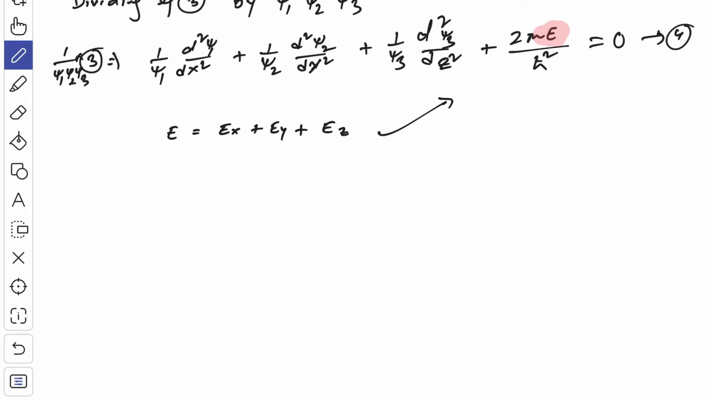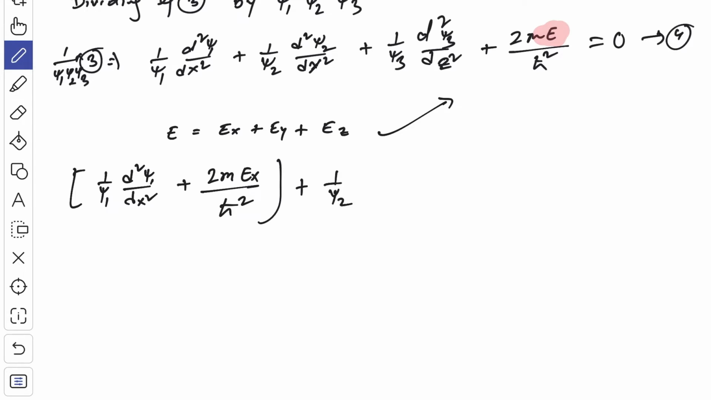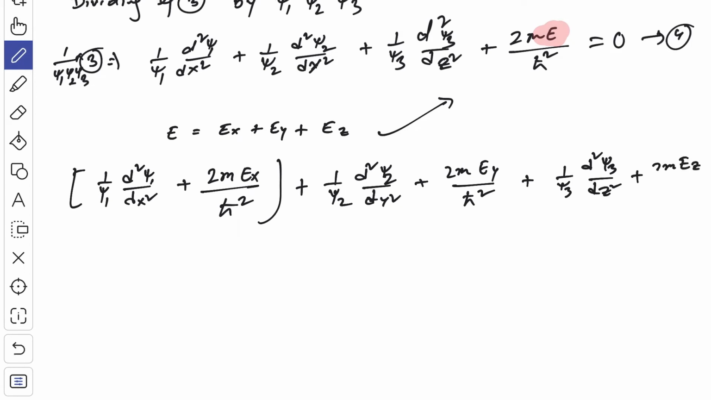this kind of equation: 1 by psi 1 second order derivative of psi 1 with respect to x, then plus twice m Ex by h cut square, then plus 1 by psi 2 second order derivative of psi 2 with respect to y, plus twice m Ey by h cut square, then plus 1 by psi 3 second order derivative of psi 3 with respect to z, plus twice m Ez by h cut square is equal to 0. That's what we will get.